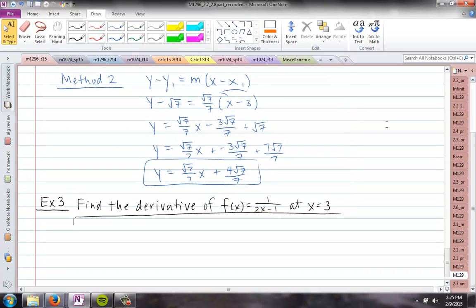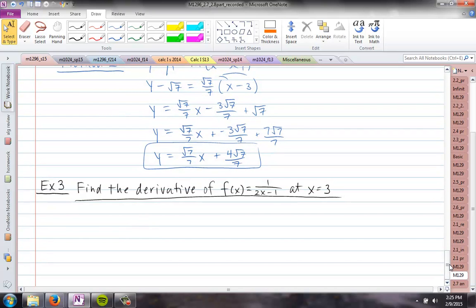We're in 2.7 and this is example 3. Find the derivative of f of x equals 1 over 2x minus 1 at x equals 3. And so we're going over the definition of a derivative, and we have two different definitions. I'm going to do this problem with definition 2/4, or in other words, the h limit definition. If you'd like to use the one as x goes to a, that is fine.